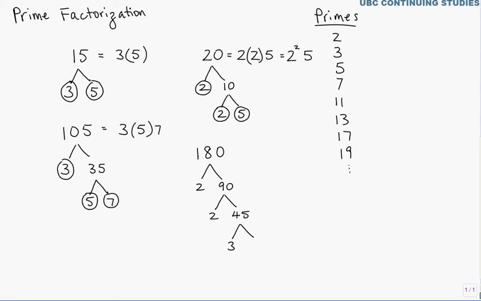45 is 3 times 15. Keep on pulling out as many 3's as we can. 15 is 3 times 5. All of the end branches now are primes.